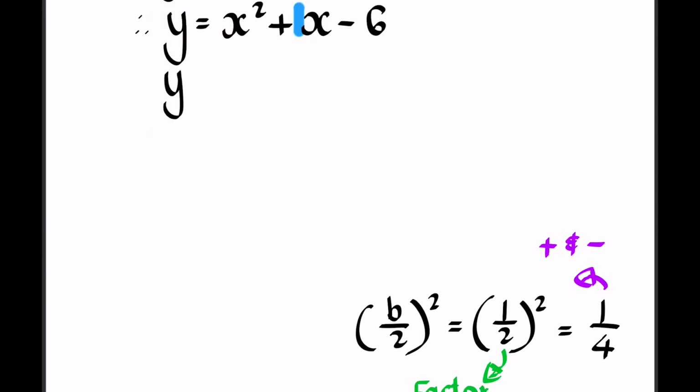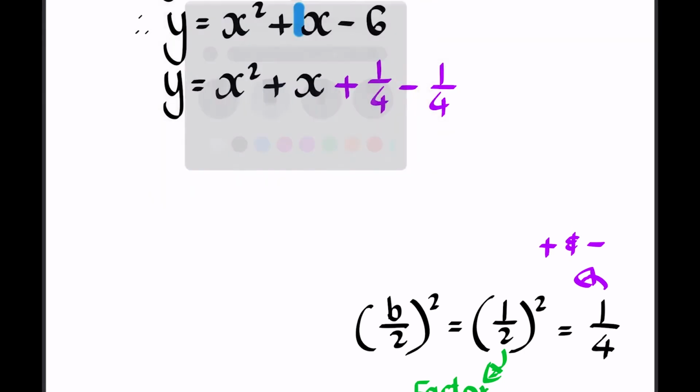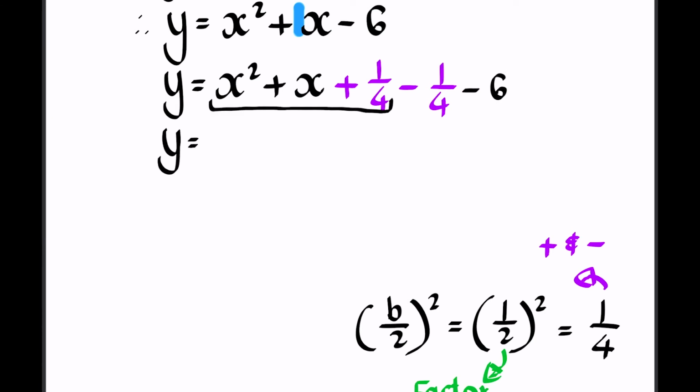So now I'm going to say y is equal to x squared plus x. Now I'm going to take my quarter and add and subtract it. Remember, we need to add first, so plus a quarter minus a quarter. And then I'm going to carry down my minus 6. So y is equal to, now I've created my perfect square trinomial that I can factorize. So y is equal to x, and then I take what's in the bracket as a factor, plus a half squared. And then minus a quarter minus 6, and I get minus 25 over 4.